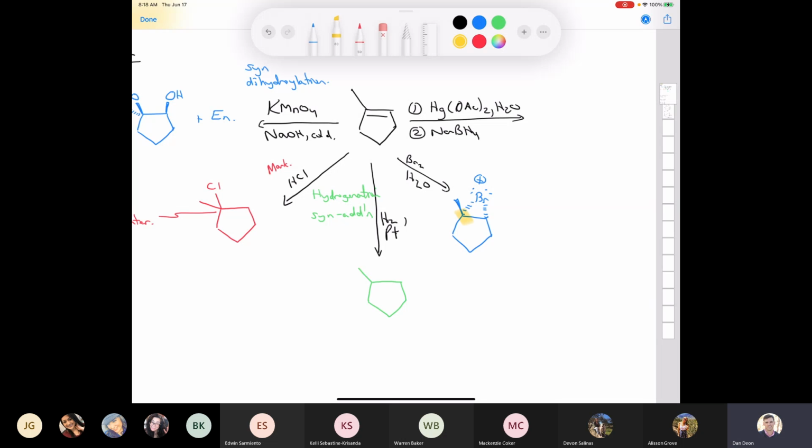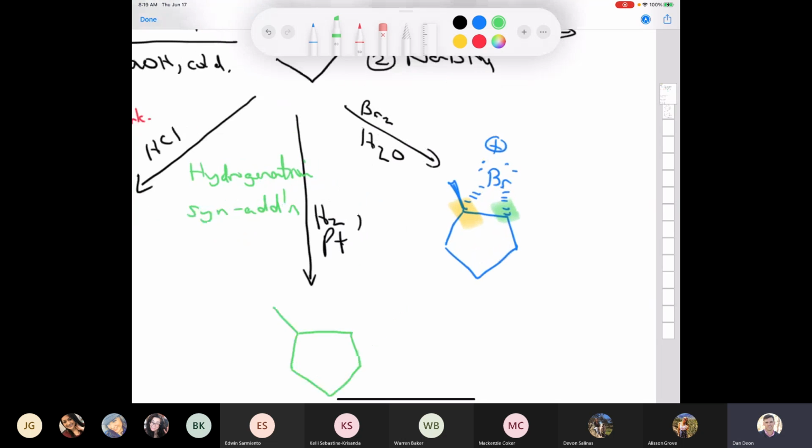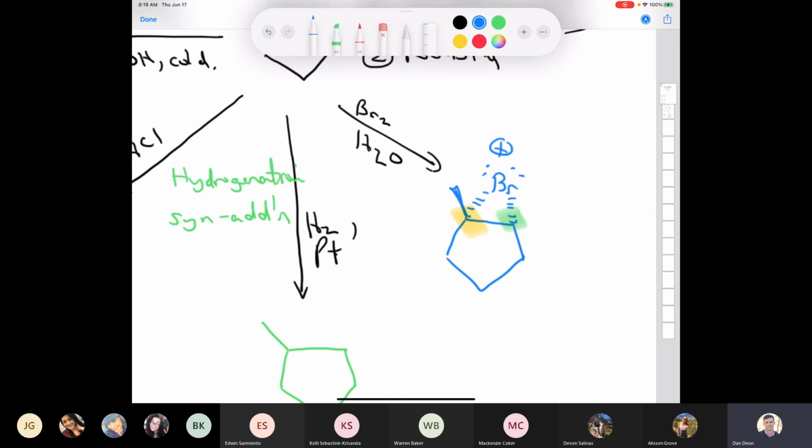Now, if I highlight this carbon in yellow, and this carbon in green, when water comes in and attacks as my nucleophile, could anybody tell me which carbon the water would attack? Would it attack the carbon in yellow or the carbon in green? I went over this in some detail with you. So in this case, the water is always going to attack the more hindered carbon. Okay, let me draw some lone pairs in here. The water is going to attack the more hindered carbon, like that.